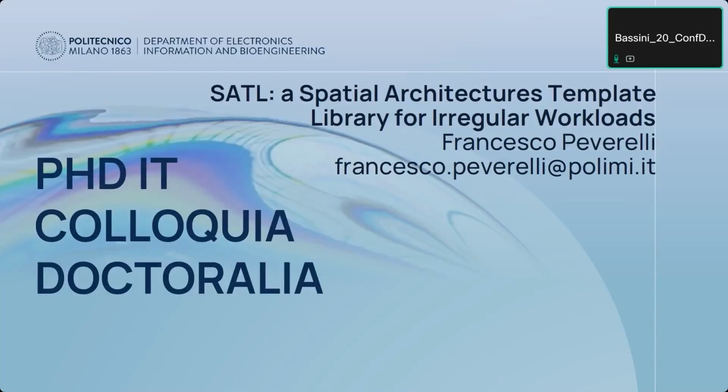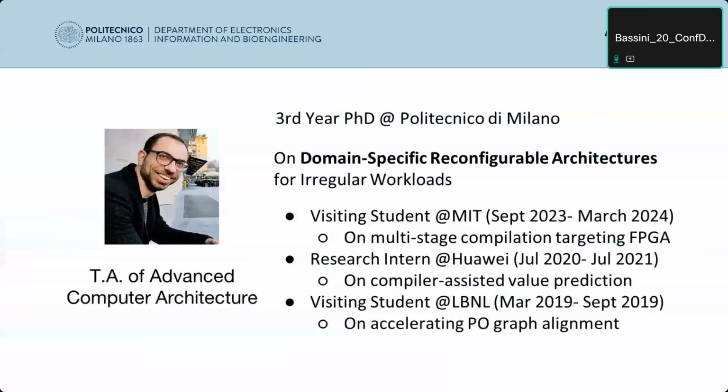So yeah, my name is Francesco Peverelli, and I'm a third-year PhD candidate here at Politecnico of Milan. My main research interests revolve around domain-specific reconfigurable hardware, and in particular on instruments and ways to make it easier to design and prototype reconfigurable hardware, in particular when you're dealing with irregular and control-driven workloads.